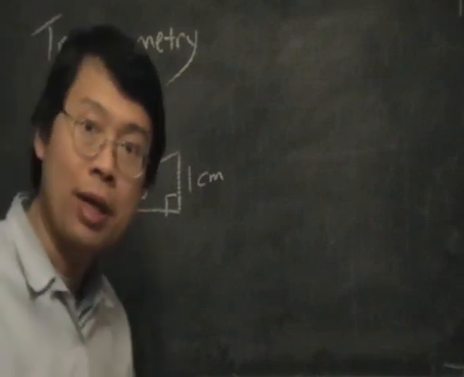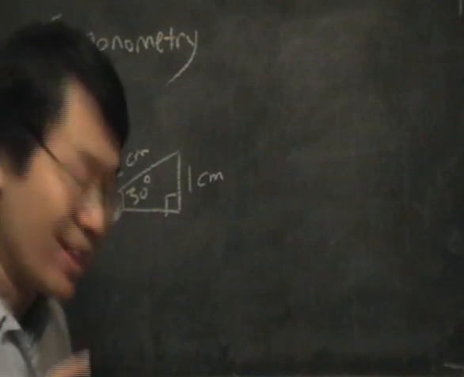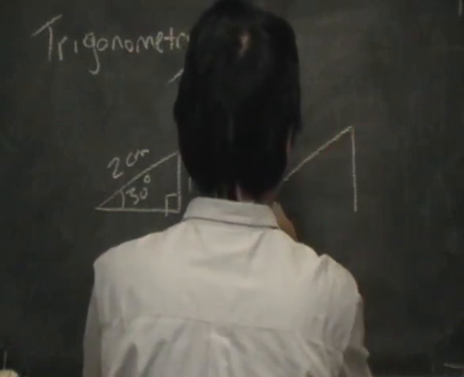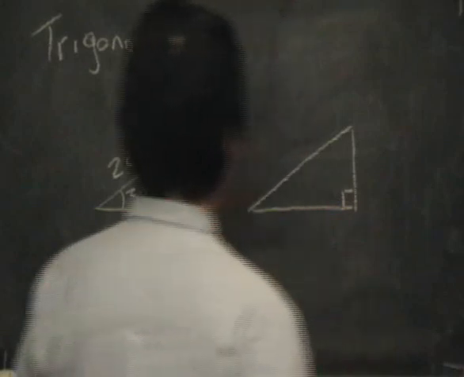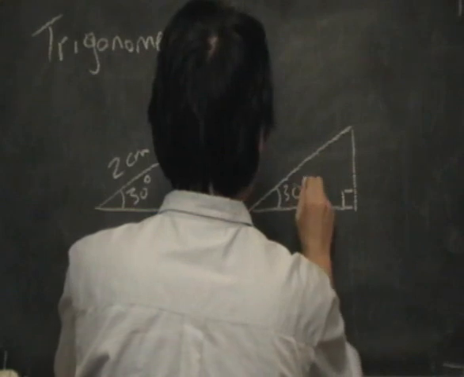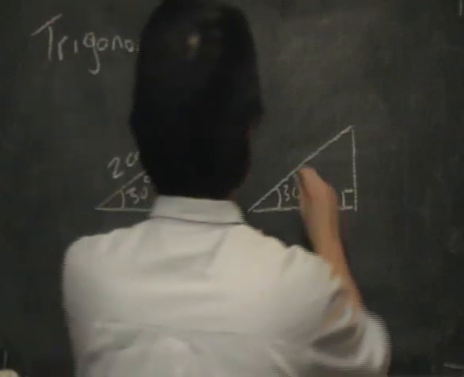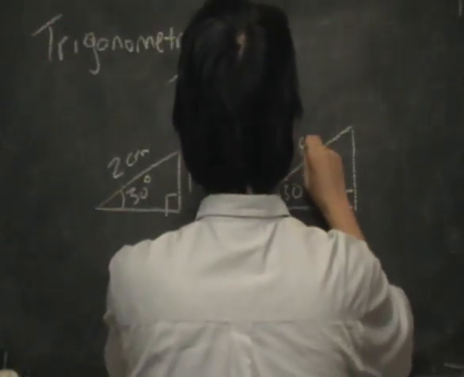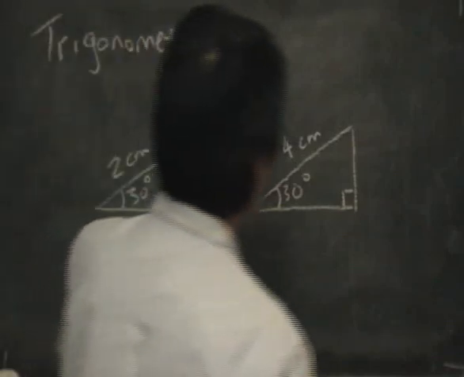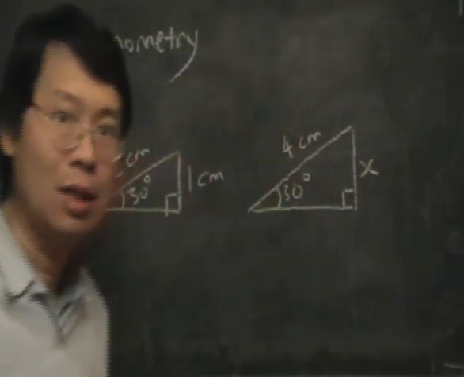If you're given this triangle, now suppose that we have another triangle that is similar but bigger. Okay, a bigger triangle that has the same angle, 30 degrees down there, but a longer side of say 4 centimeters. And suppose that we have to find the length of this side. I'll call that x.